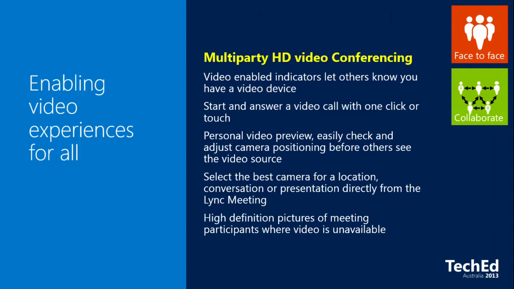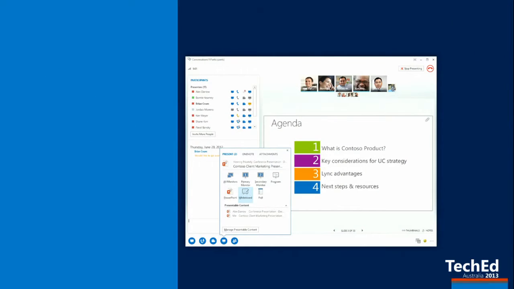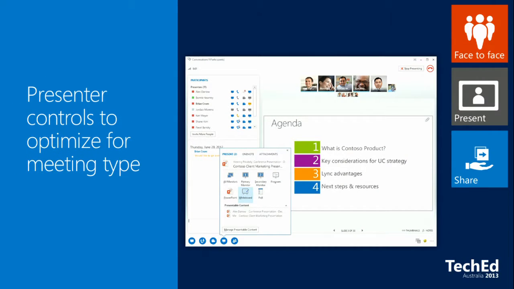Lync 2013 will automatically adjust for that. So if we have a head off center, we can have that adjusted at the Lync level, and we're not going to rely on the user to sit at a certain position or force that environment to be uncomfortable for them. We've also taken some work to increase our presenter controls during the meeting.